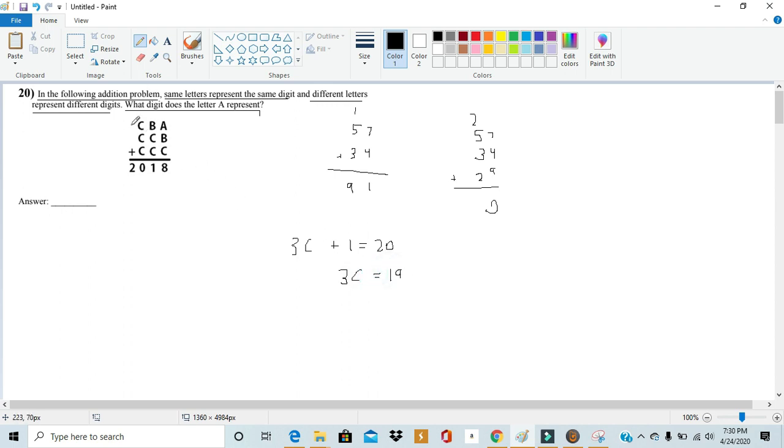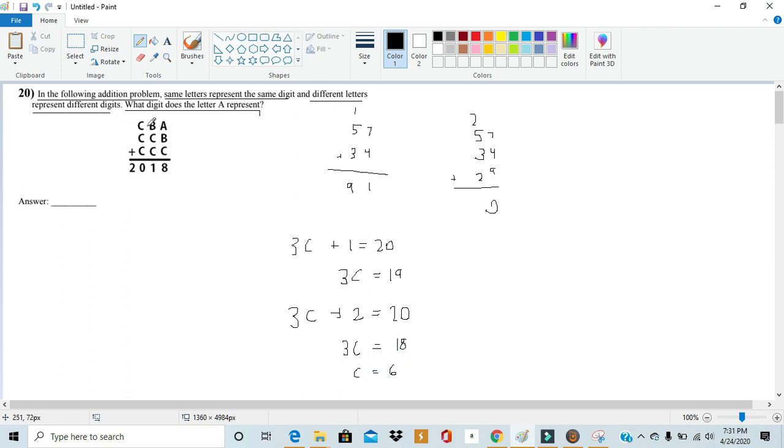But if 2 is carried over, this works out perfectly, because then we'd have 3C plus 2 is equal to 20. When you subtract 2 from both sides, we get 3C is equal to 18, and 18 is a multiple of 3. So we can find the digit C by dividing both sides by 3, and we get C has to be equal to 6. So we got our first digit.